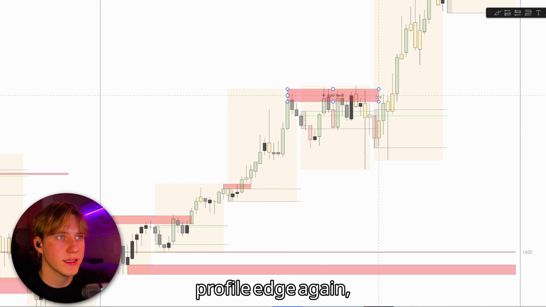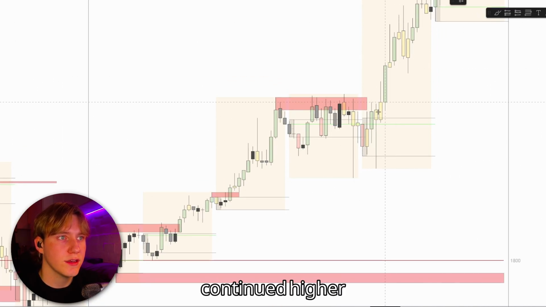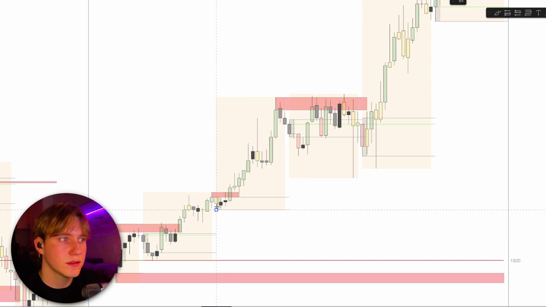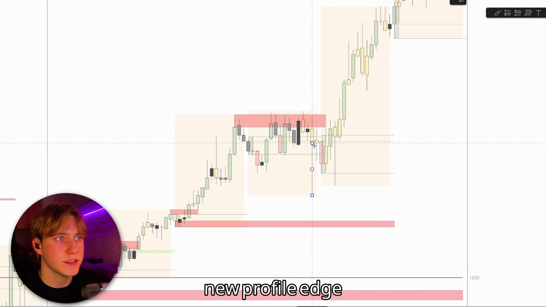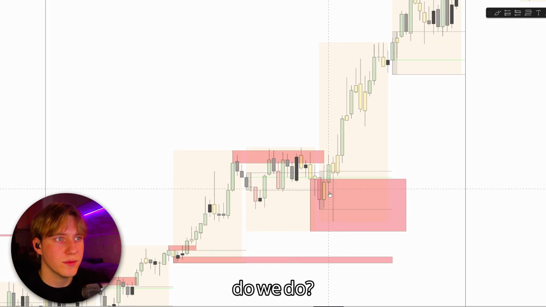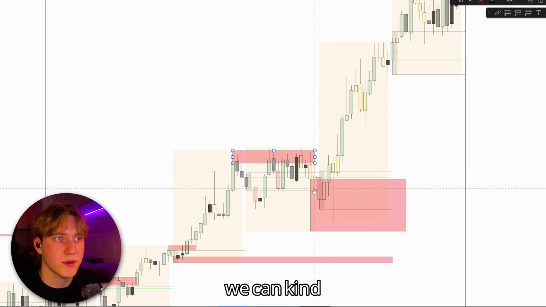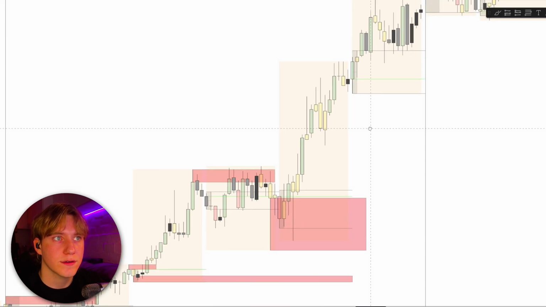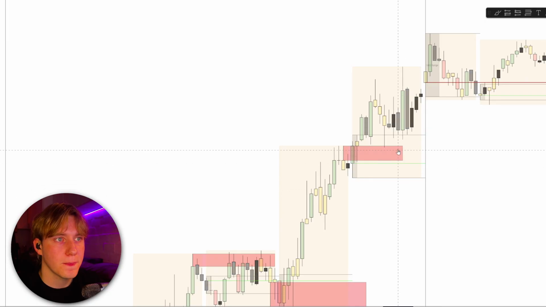See here we have the profile edge again, but we failed to close above that profile edge, but price still continued higher in that profile. That next profile edge. And then we create a new profile edge on this profile that failed to close below. And what do? If price opens on a profile edge, we can kind of see that as an area of reversal for price to drive and continue higher. We're here, price confirms above this profile, and then we use that same profile edge to continue higher.